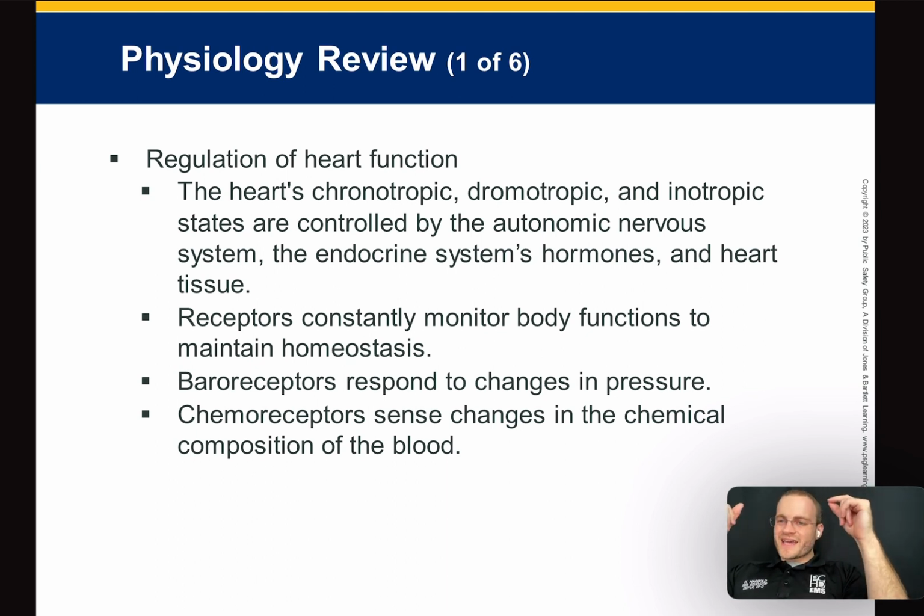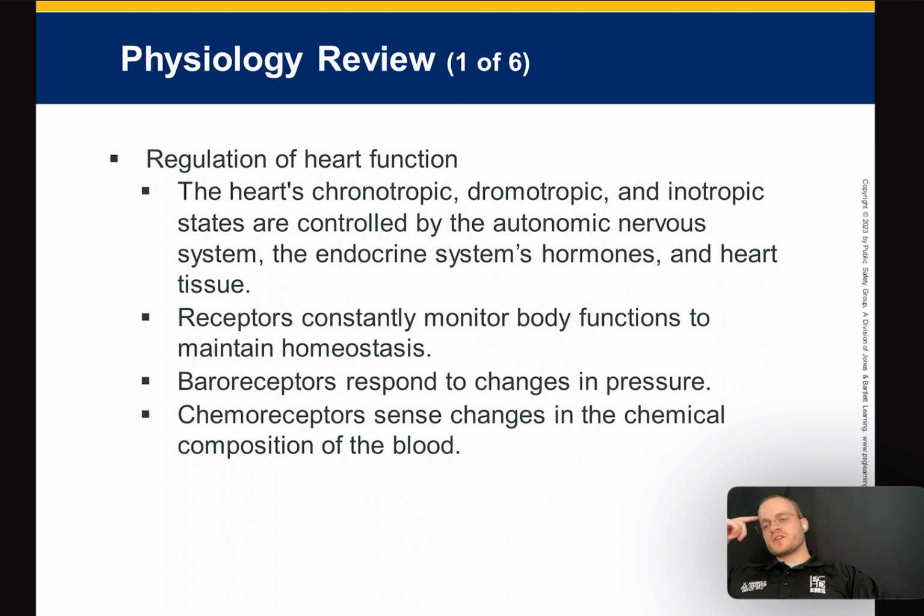Now, with that said, the endocrine system does play a role in the heart and how fast it beats. A really good example of this would be the thyroid. If you have hyperthyroidism, you'll almost always have a fast heart rate. It's one of the giveaways of it. And then the heart tissue itself can as well.